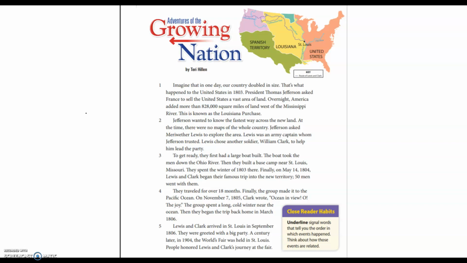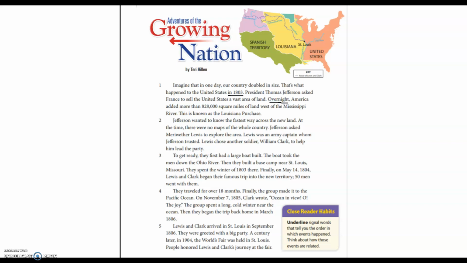Adventures of the growing nation. Imagine that in one day our country doubled in size. That's what happened to the United States in 1803. In 1803 shows when something happened, so it shows sequence. President Thomas Jefferson asked France to sell the United States a vast area of land. Overnight, America added more than 828,000 square miles of land west of the Mississippi River. This is known as the Louisiana Purchase. The word overnight shows when something happened.